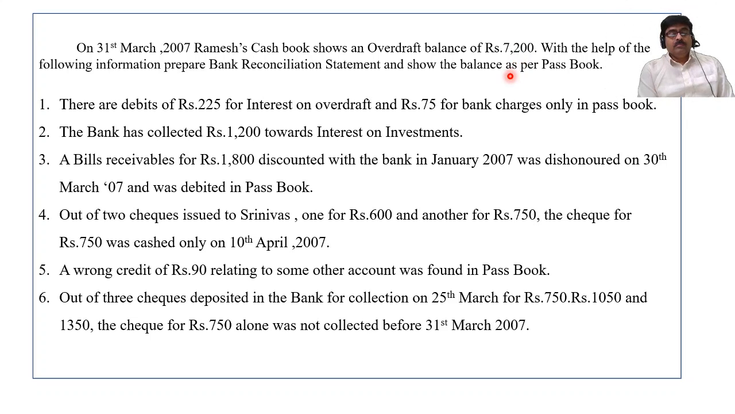With the help of the following information, prepare a bank reconciliation statement and show the balance as per passbook. First one, there are debits of 225 for interest on overdraft and rupees 75 for bank charges only in the passbook. If we add up 75 and 225, both are expenses debited in the passbook, means 300 rupees debited in the passbook.